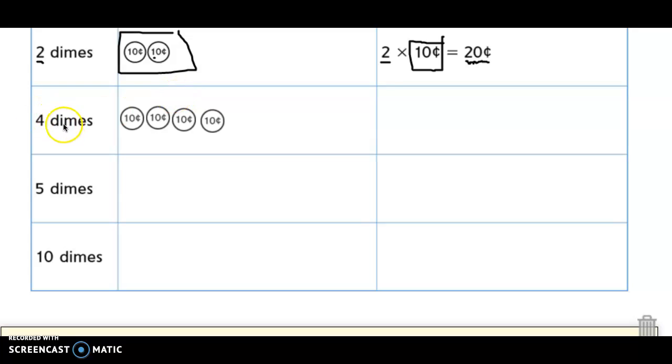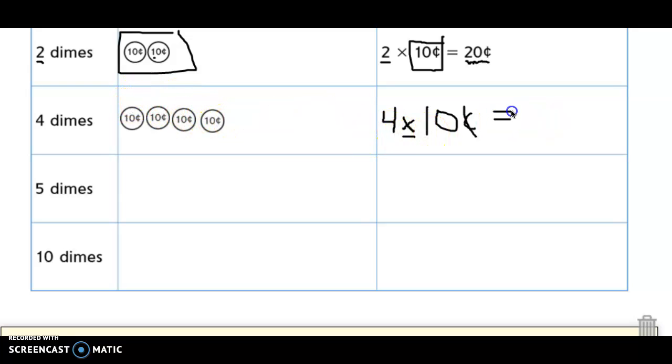4 dimes. We are counting 4 dimes, so I'm going to put 4 down. I multiply. How many? Remember, this multiplication also stands for times. How many times? We were counting 4 times. What are we counting 4 times? Oh, 10 cents. I am counting 10 cents 4 times. Here's 10 cents, here's 10 cents, here's 10 cents, and here's 10 cents. 1, 2, 3, 4. 4 times 10 cents.